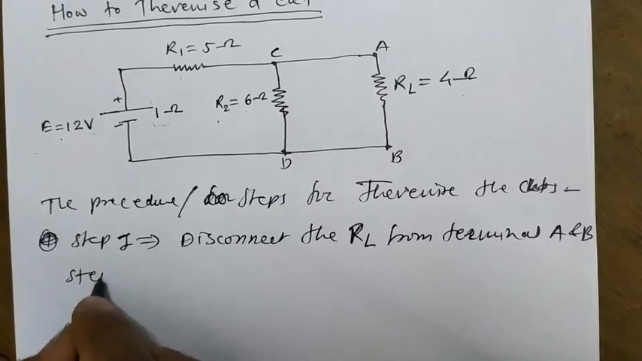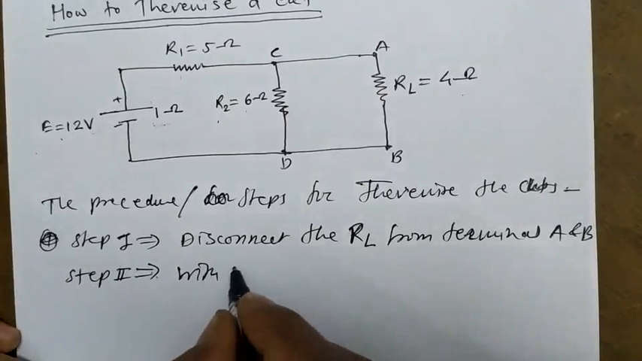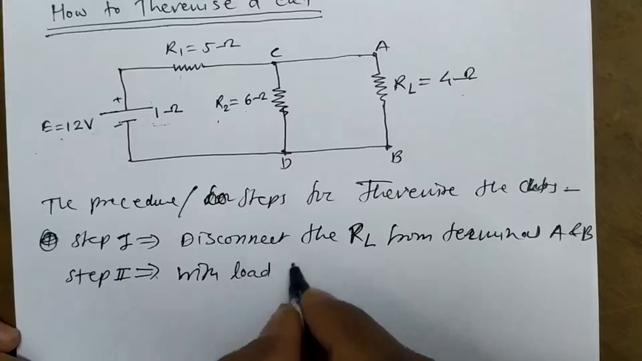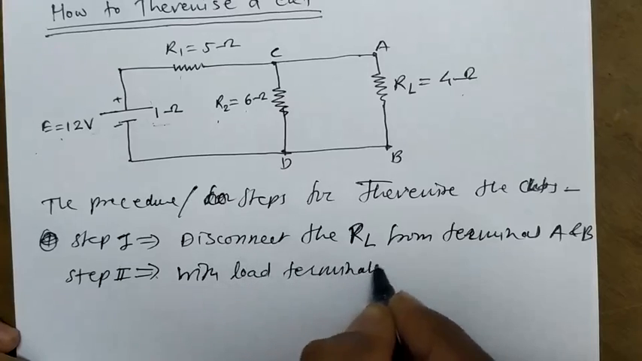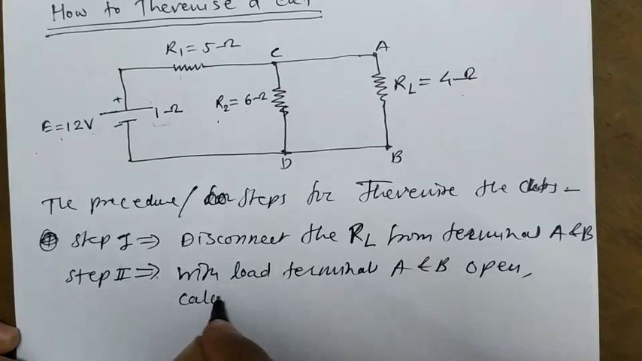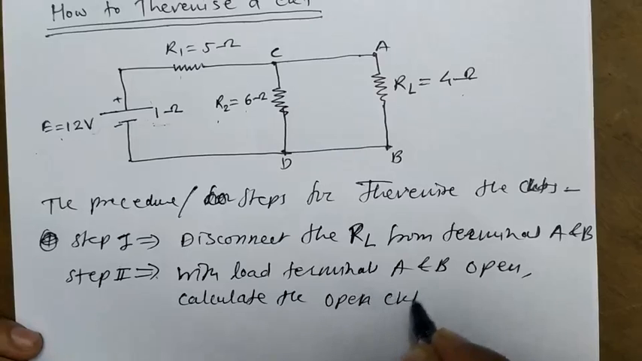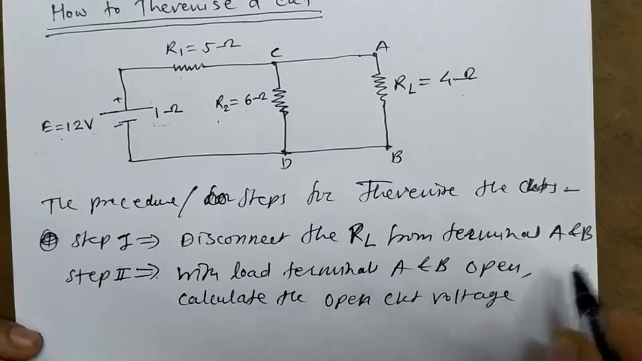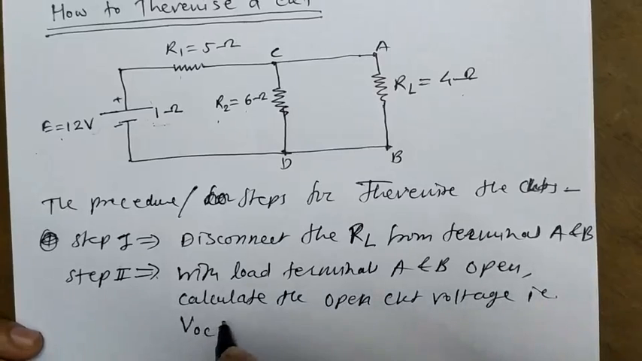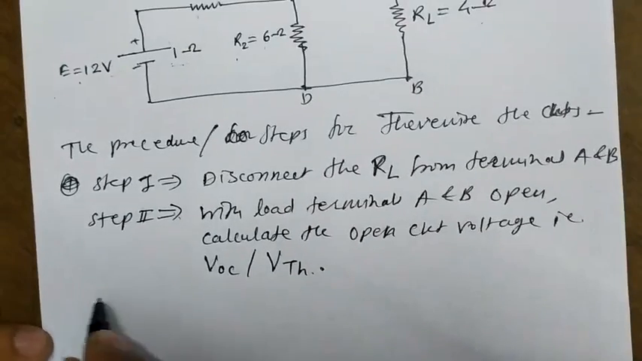Step 2: with load terminals A and B open, calculate the open circuit voltage, that is VOC, or it is also called VTH, that is Thevenin's voltage. Open circuit voltage, Thevenin's voltage.